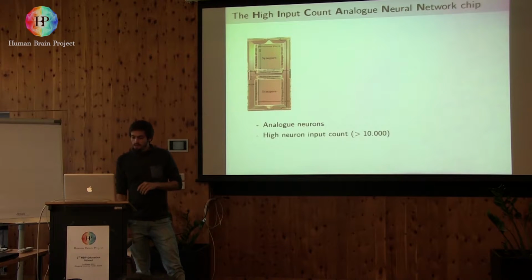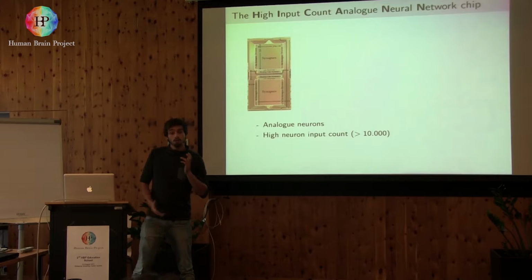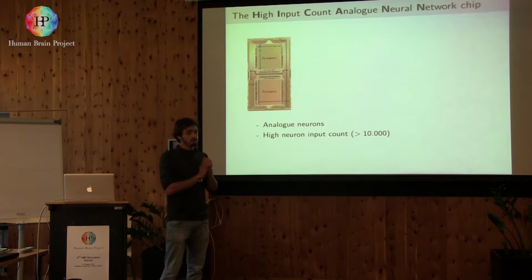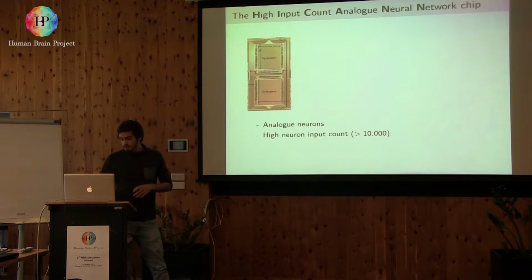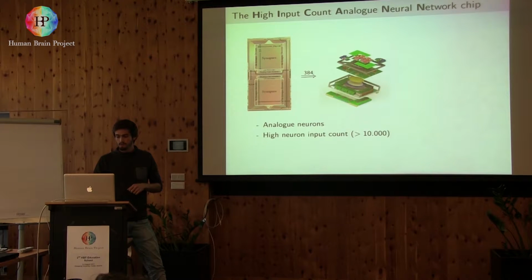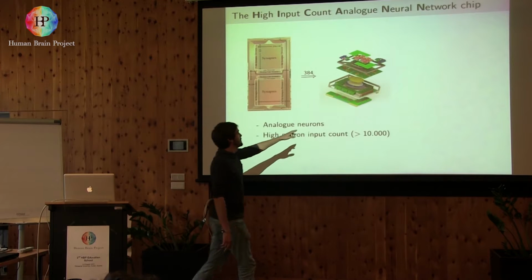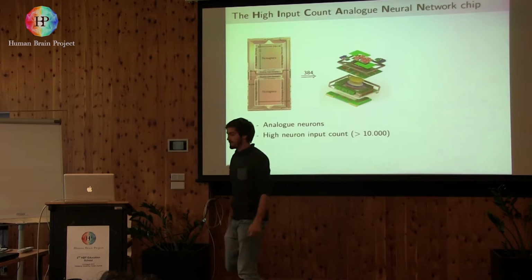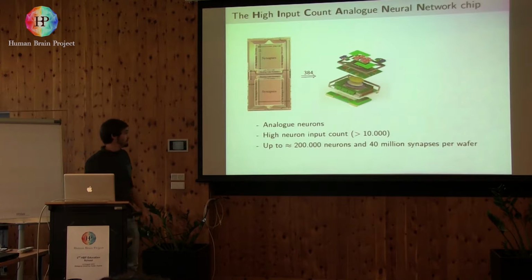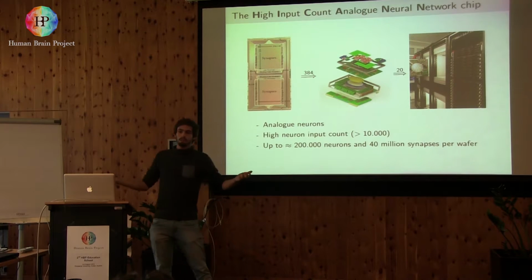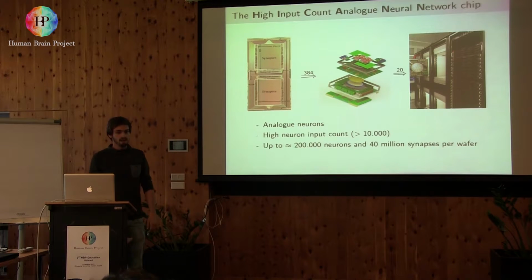The second property is that we have a really high neuron input count: one neuron can have up to 10,000 incoming synapses. That's why there's so much space for the synapses and not so much for the neuron. Since we have only 512 neurons on one chip, there is a wafer system. This small plate down here is a wafer, and there are 384 of these HICANNs, which results in about 200,000 neurons and 14 million synapses per wafer. Currently the goal is to put 20 of these wafers in a single rack, so we have 4 million neurons and close to a billion synapses possible.